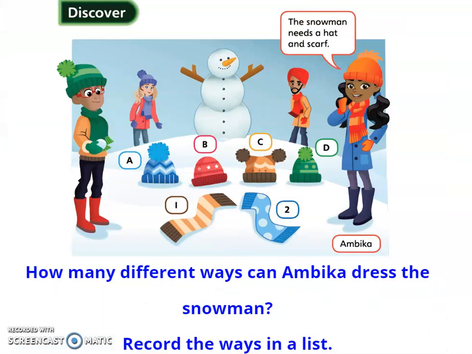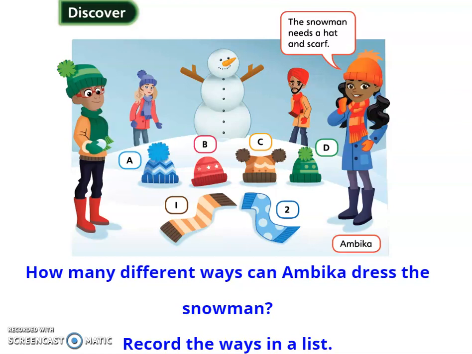So let's take a look at how we can solve this. So let's start with question 1a. How many different ways can Ambika dress the snowman? And we're going to be looking at recording that as a list. Now we can see that we've got 4 different hats and we've got 2 different scarves. So probably the simplest way to start looking at this and working it out is if I place hat A, the blue hat, on the snowman, I could put that with scarf 1, or I could put it with scarf 2. So that means I have 2 different options of scarves to go with hat A.